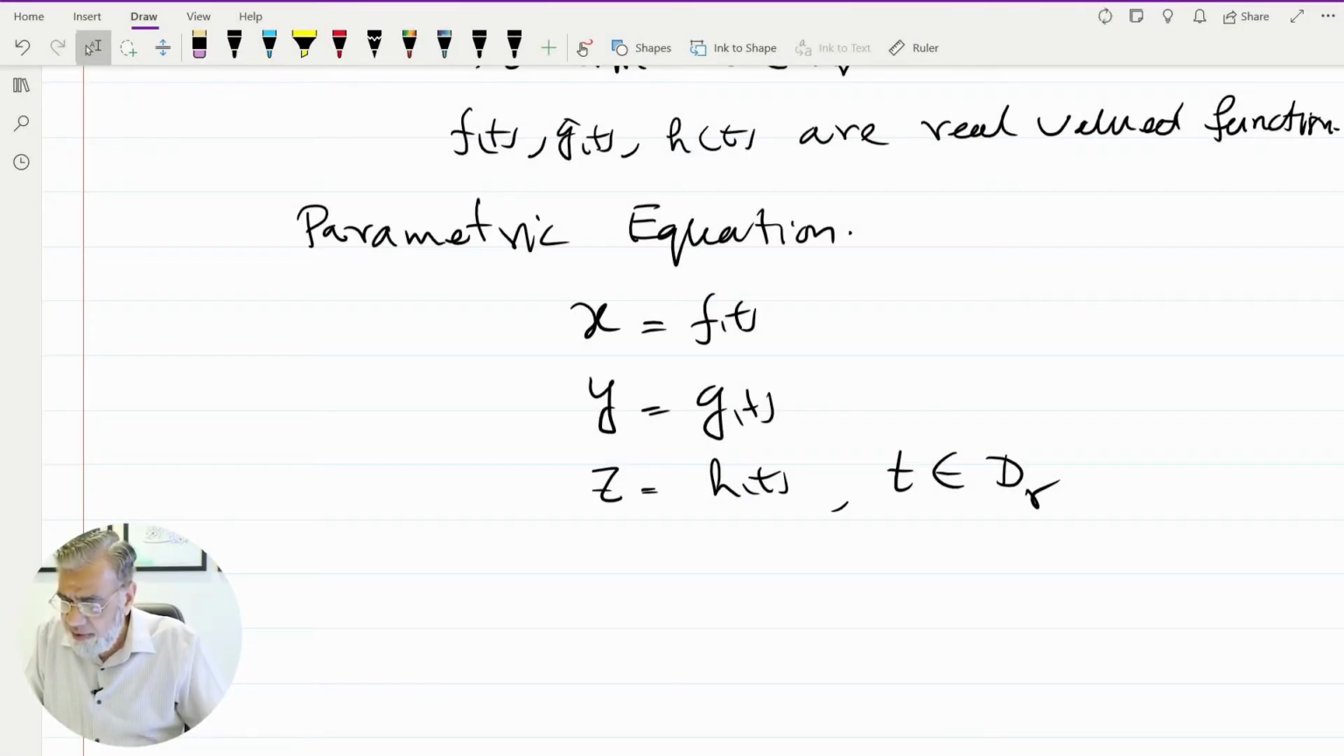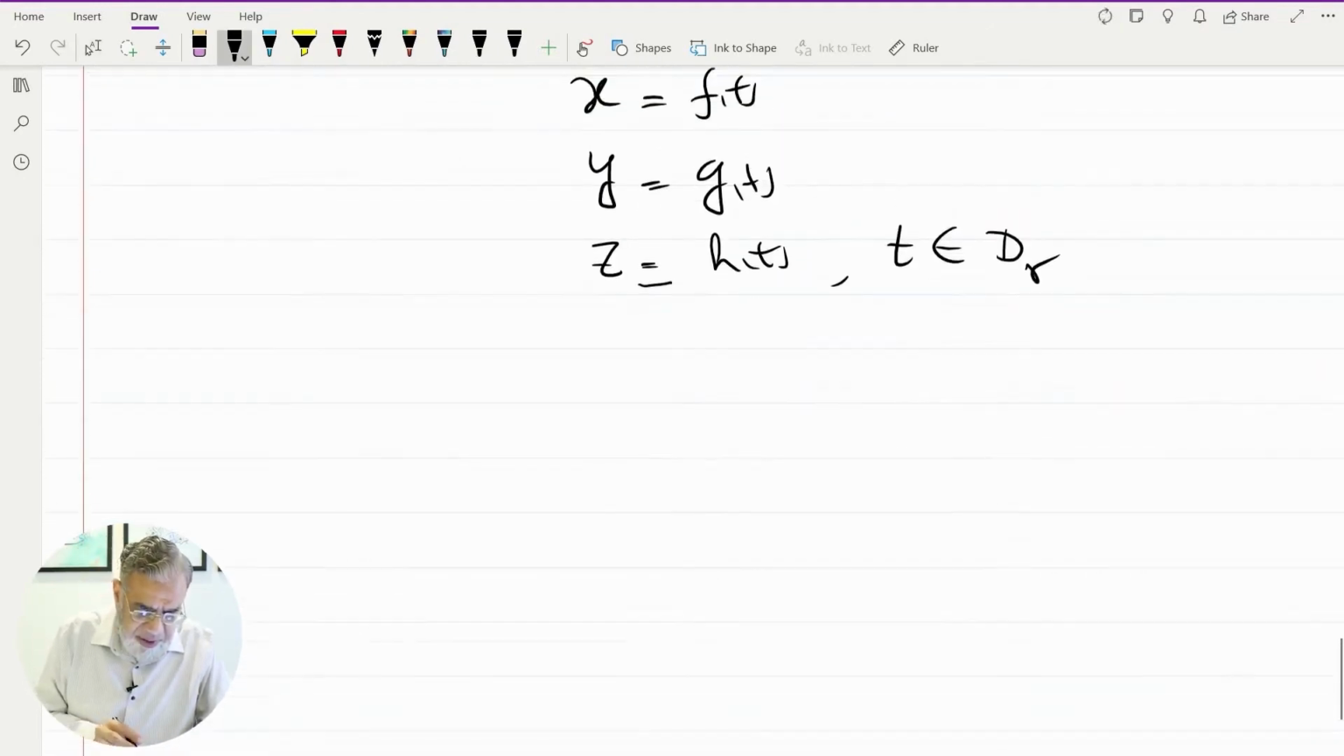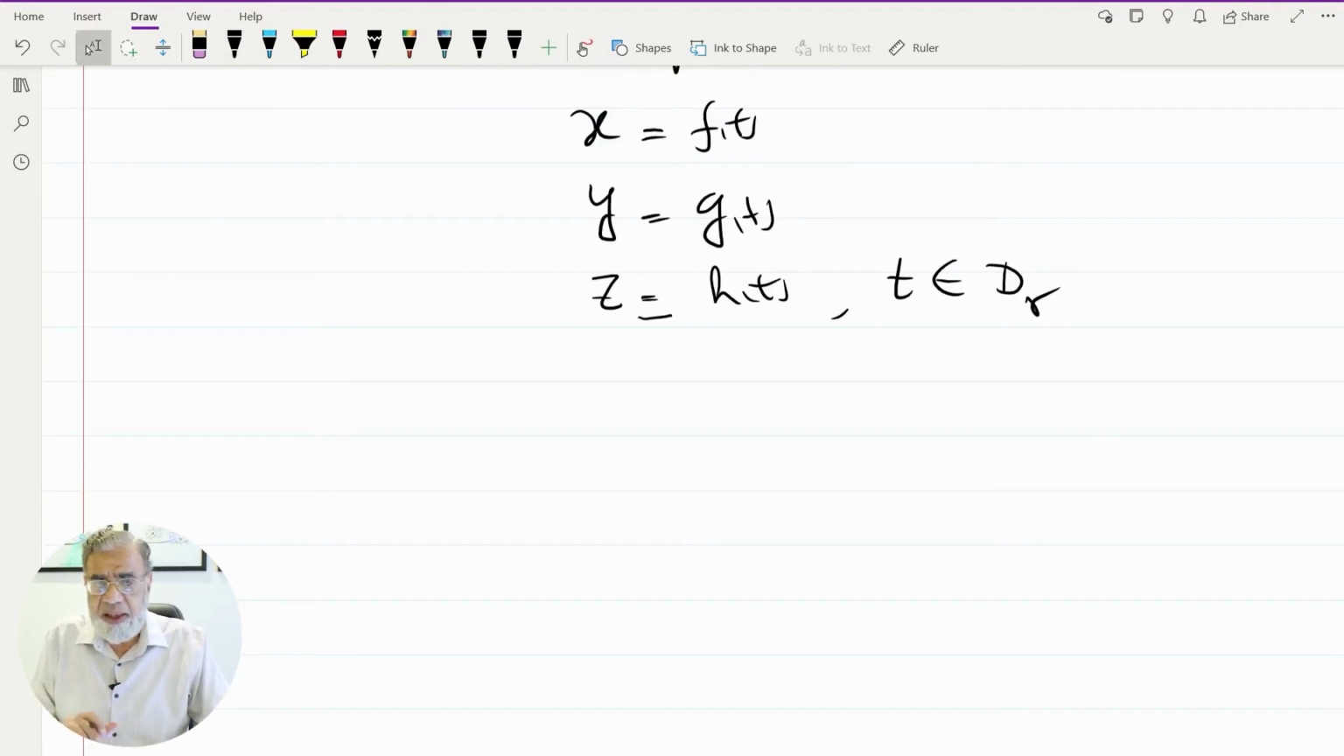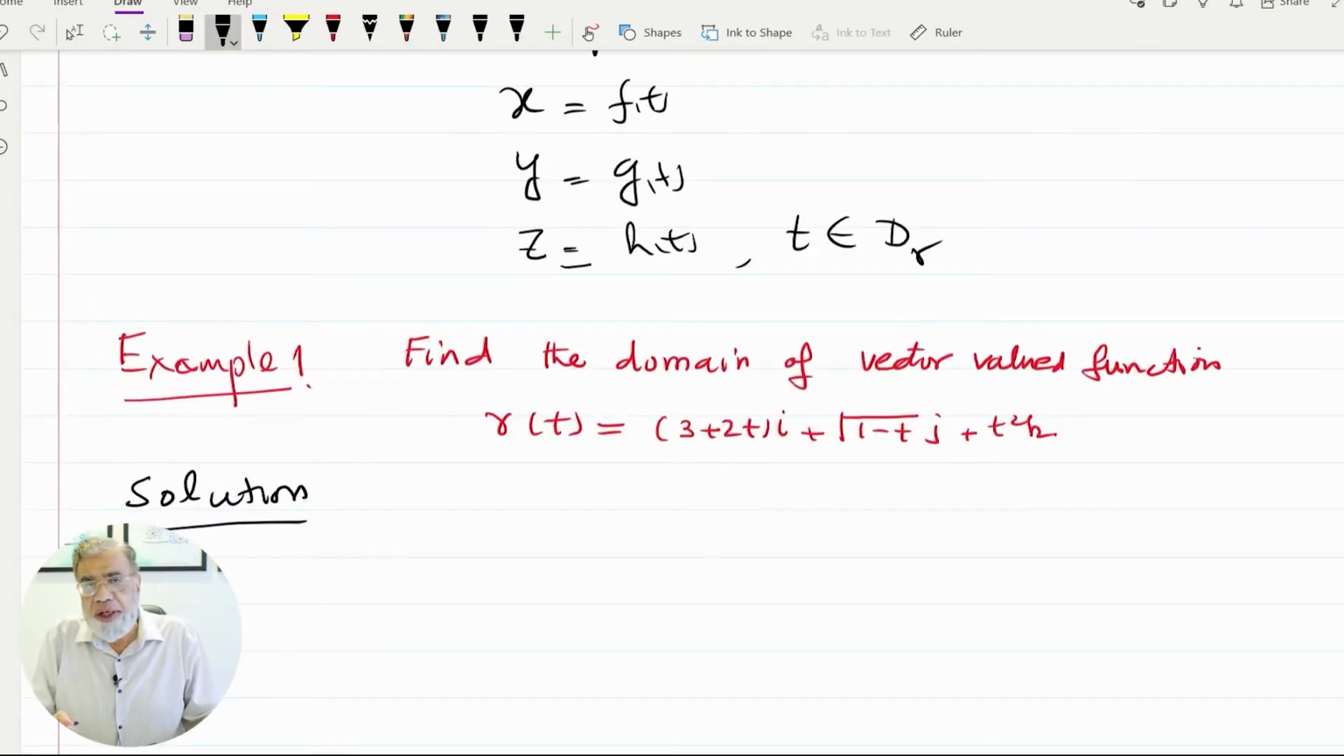So t is our independent variable, and we can give you some examples to explain it further, and to find the domain of the function. I have discussed before already that the domain of a real-valued polynomial function is the real numbers. The domain of the rational function f upon g, where f and g are polynomial functions, is the domain where they are all defined, but g is not equal to 0. When you have a root function, in the denominator we say only bigger than 0, in the numerator we say bigger than or equal to 0. I give you some examples of how to find the domain of the vector value function.